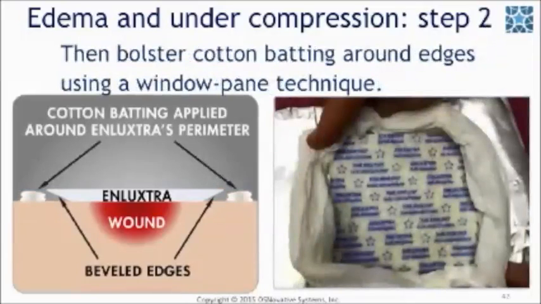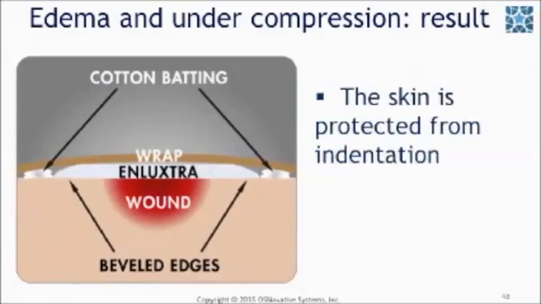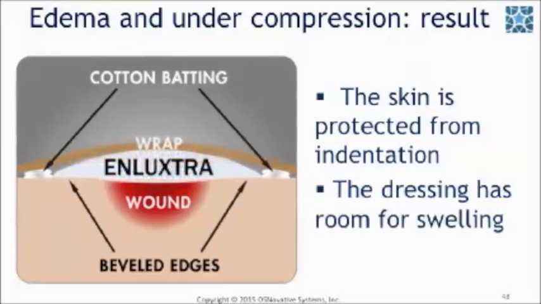Then, bolster cotton batting around the dressing perimeter and level out the transition from the dressing edge to the skin. This will further reduce and redistribute the compression bandage pressure on the dressing edge. Apply compression bandage. This bevel and bolster technique will protect the delicate skin from dressing edge indentation and give dressing room for swelling when it absorbs exudate.